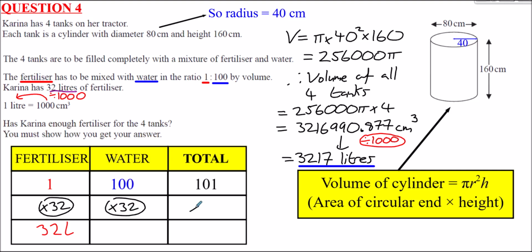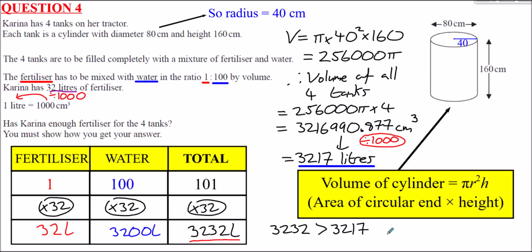So if we do that, 100 times 32 would be 3,200 litres of water, to give a total mixture of 3,232 litres. In other words, her 32 litres of fertiliser can make 3,232 litres of mixture. So that's how much she can make. To fill the 4 tanks, she needs to make at least 3,217. So what she can make, 3,232, is more than what she needs. So yes, she's going to have plenty to fill these 4 tanks.